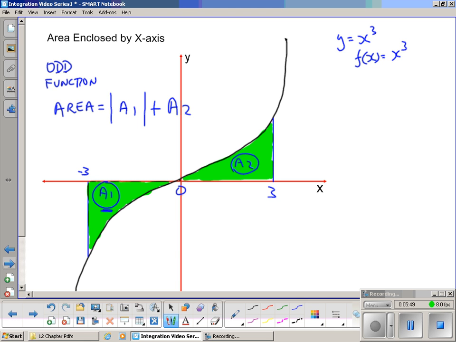So in this case, our total area, to be more precise about it, will be the absolute value of the integral of x cubed dx between 0 and minus 3, absolute value of that, plus just the normal integral between 3 and 0 of x cubed dx.